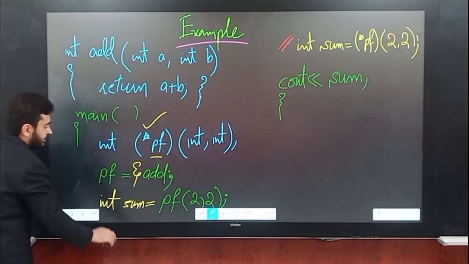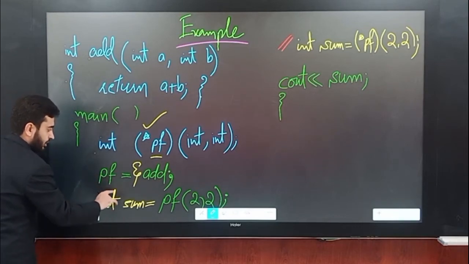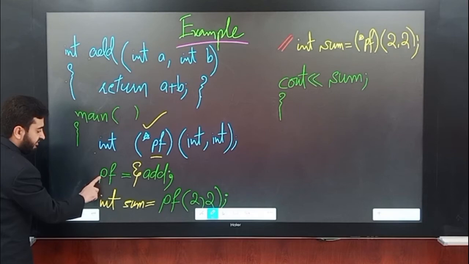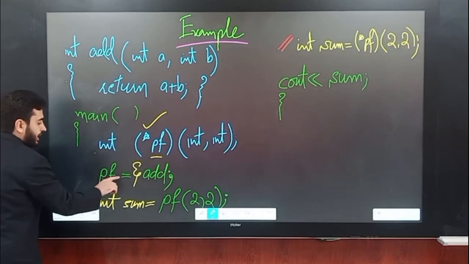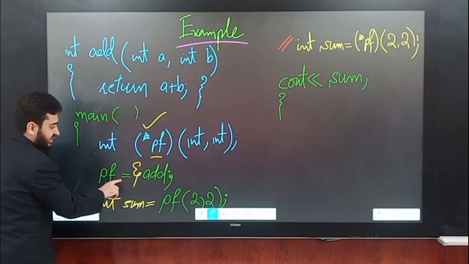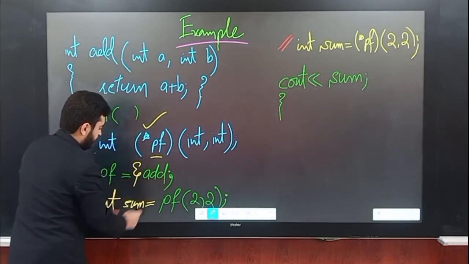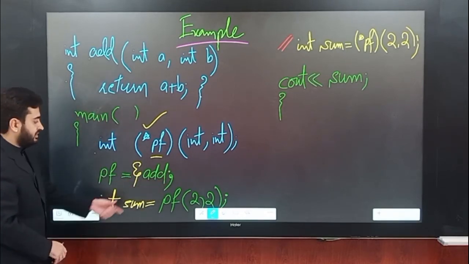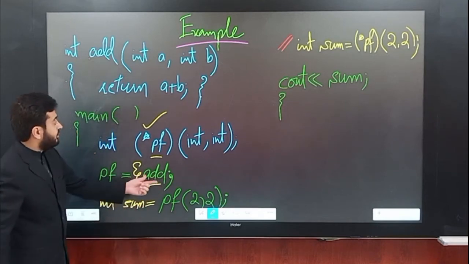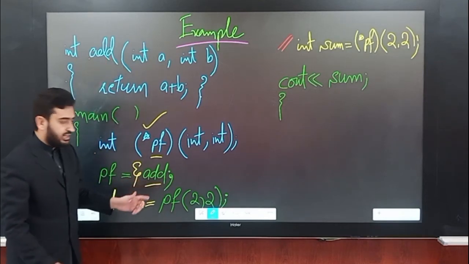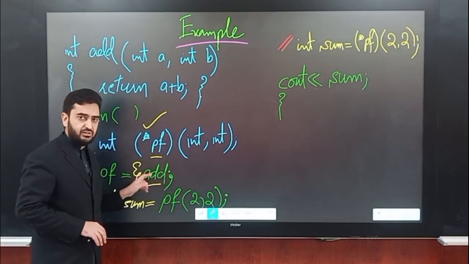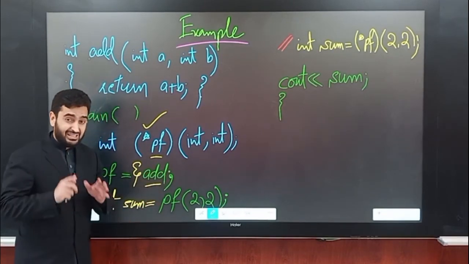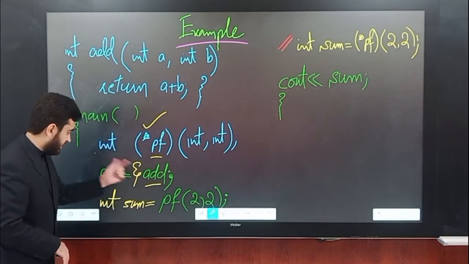Okay, now you can see we have written the name of the pointer, pf. pf is assigned the address of a function, this add function. There is no need to write down the parameter list or the return type while you are assigning the address of a function into a pointer.